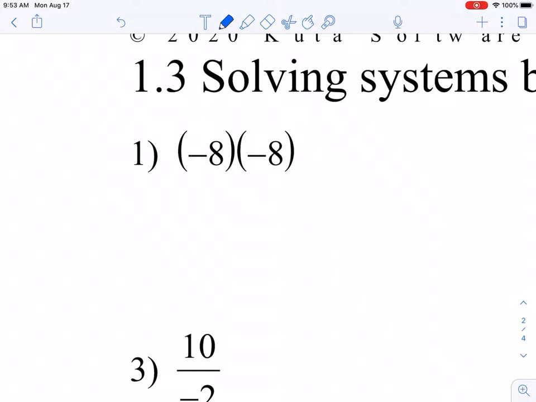In number 1, we are multiplying a -8 and a -8. So our signs are the same when we're multiplying. That means we are going to get a positive answer. So when we're multiplying or dividing, if our signs are the same, our answer is positive. And then we do 8 times 8 to get 64.